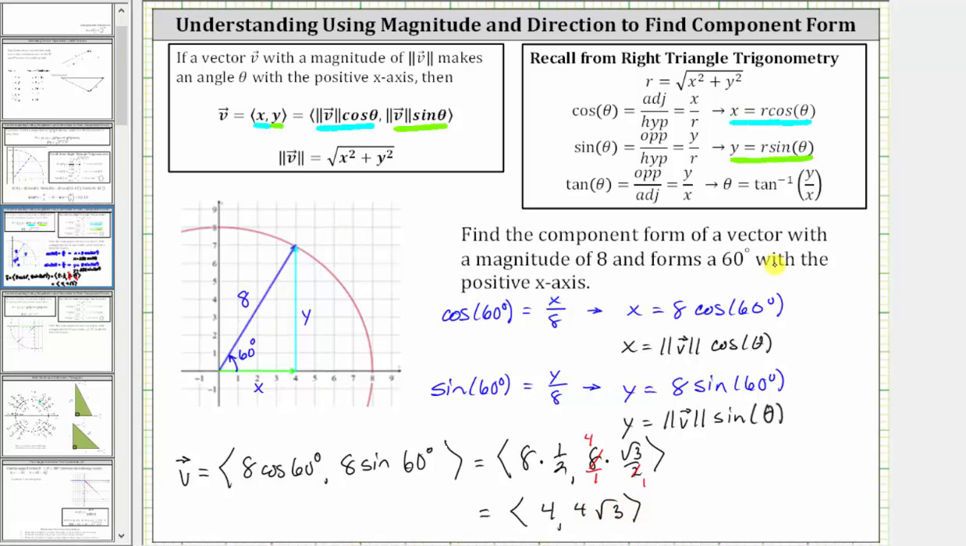So in future videos, we won't have to form right triangles as we did here. We can simply use the given formula shown here.